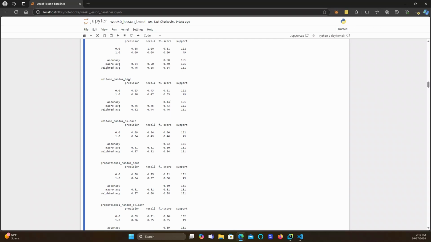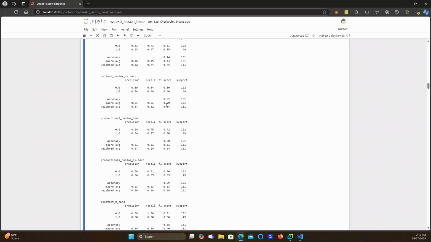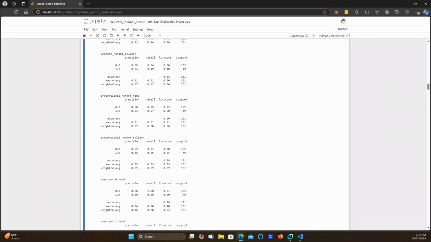When we did the uniform random baseline by hand, we ended up with 43 and 47% recall, with zeros and ones respectively, and 44% accuracy. So this was actually less accurate than just predicting that everything was a 0. Uniform from scikit-learn did a little better, with 52% accuracy, although, how much does this really matter, right?